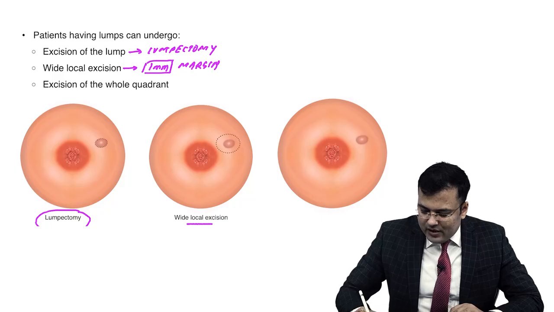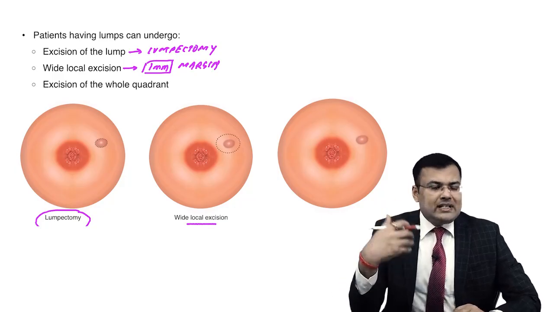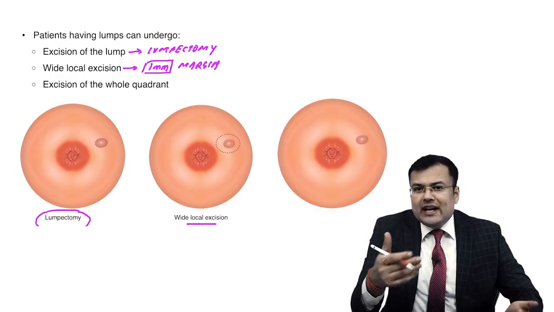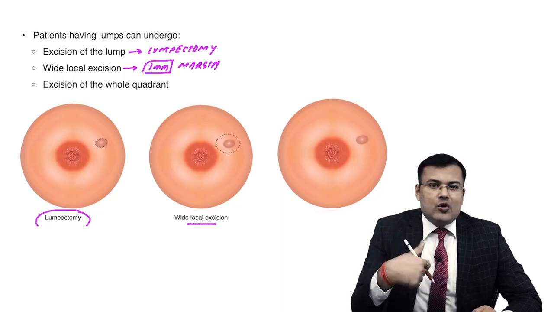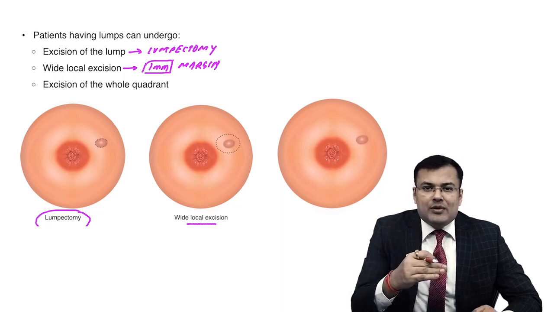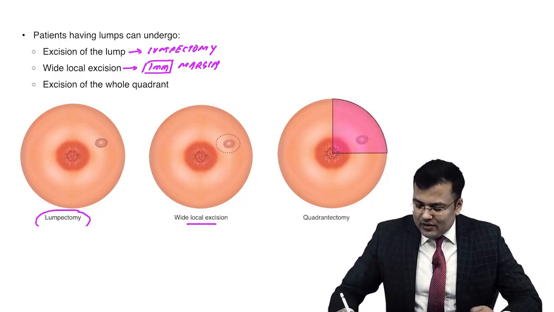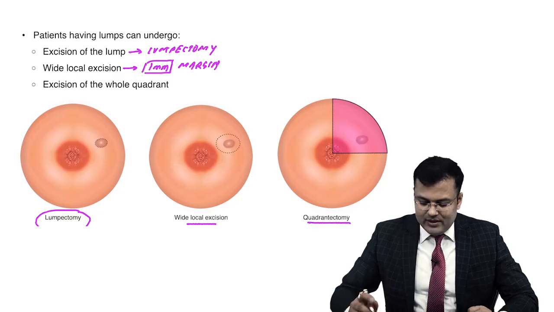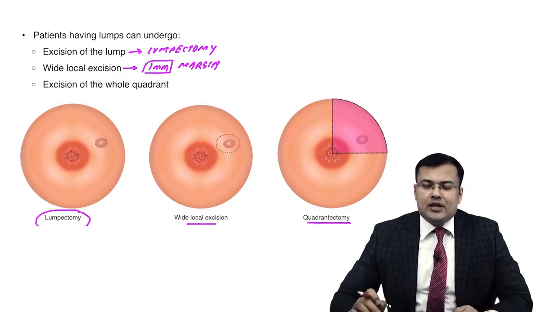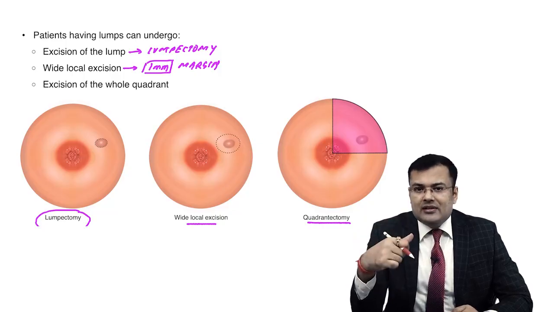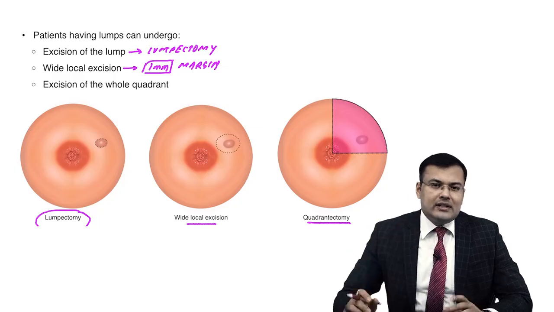What's the name? Wide local excision. And whenever you are going to excise the whole quadrant, if you excise anything in surgery, it is known as ectomy. So if you excise the whole quadrant, what is the name? Quadrantectomy. So excision of lump, lumpectomy. Wide local excision with 1 mm margin. And if you remove the whole quadrant, that is quadrantectomy.